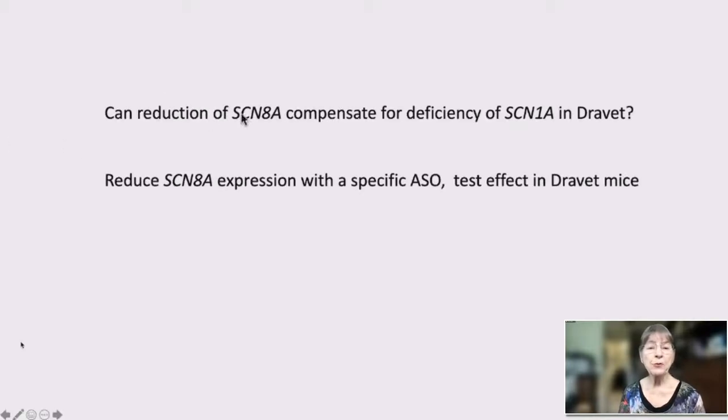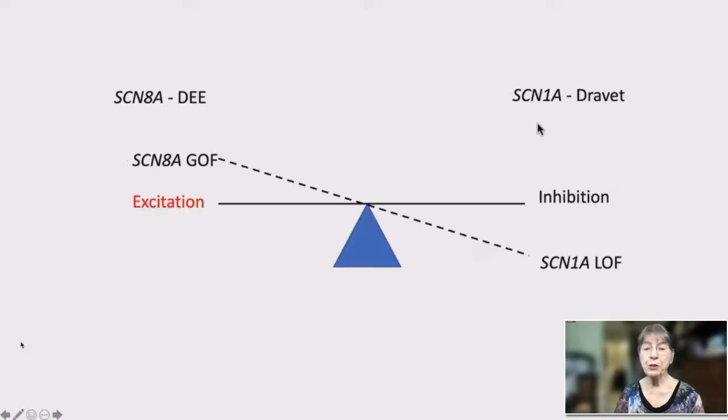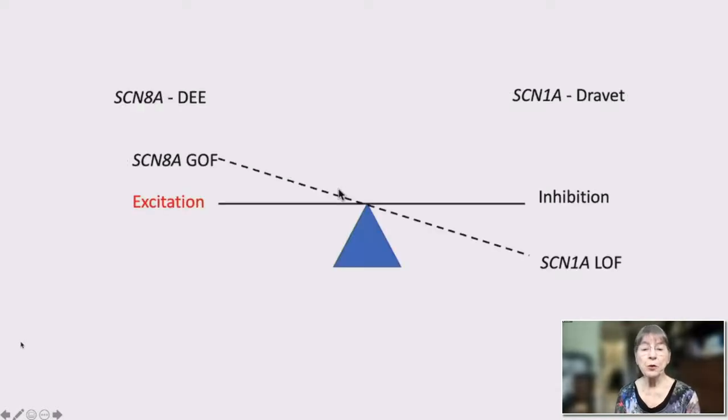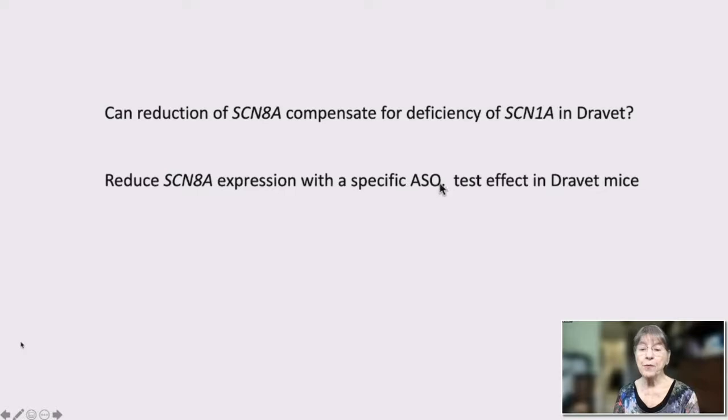Now, this was our question. Can reduction of SCN8A compensate for deficiency of SCN1A by shifting this balance back to an even keel? And the way we went about asking this question was to reduce SCN8A expression using a specific ASO and then testing the effect in Dravet mice. So first, I'm going to show you the data on the 8A ASO in the 8A mutant mice that established that it was an effective reagent, and then show you what happened when we put the same ASO into the Dravet mice.